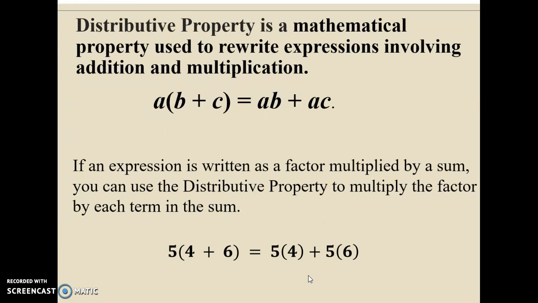So if we have an example with numbers, 5 times 4 plus 6 in parentheses, normally using order of operations we would add 4 and 6 first and then multiply that result by 5. Now instead, we can multiply 5 times 4, then carry the addition sign, and then multiply 5 by 6. And we should get the same result by doing that instead of following order of operations.